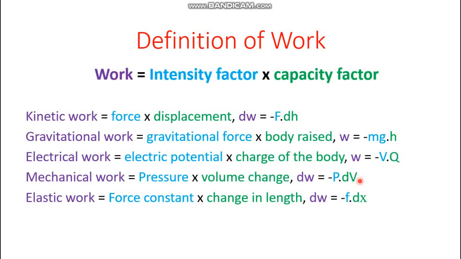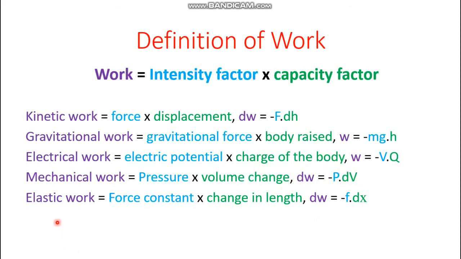So what is the dimension of kg meter square per second square? It is definitely the dimension of work: mass into length square into time square inverse, kg meter square per second square. And this is definitely the definition of joule. So this is dW, this is work. When pressure is multiplied with volume change, this is work. And since the system is working, it is minus P dV. So this is a very important relationship. It would be utilized throughout.